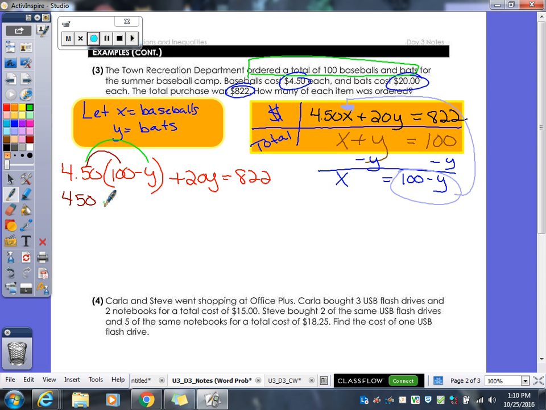4.50 times negative Y is a negative 4.50Y plus 20Y.